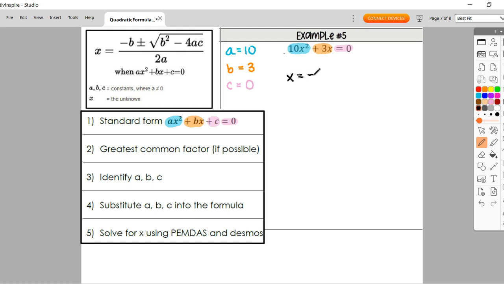X equals a negative b, so that will be a negative parentheses 3. Plus or minus stays like it is in the formula on the left. Do the square root here because inside is going to be b that I'm squaring, so 3 gets a square outside of those parentheses. We subtract 4, and I'll put parentheses a, which is 10, a parentheses c, which is 0. From here, we go ahead and put it all over a 2 parentheses a.